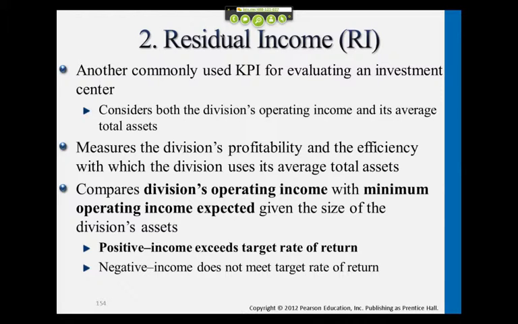What does it do? It measures the division's profitability and the efficiency with which the division is using the average total assets. So by which means are we going to do that? First we'll compare the division's operating income and the minimum operating income expected given the size of the division or unit assets. If that comparison shows us that the relationship is positive, then our income exceeds the targeted rate of return. And if it's negative, then we are not meeting the target rate of return.